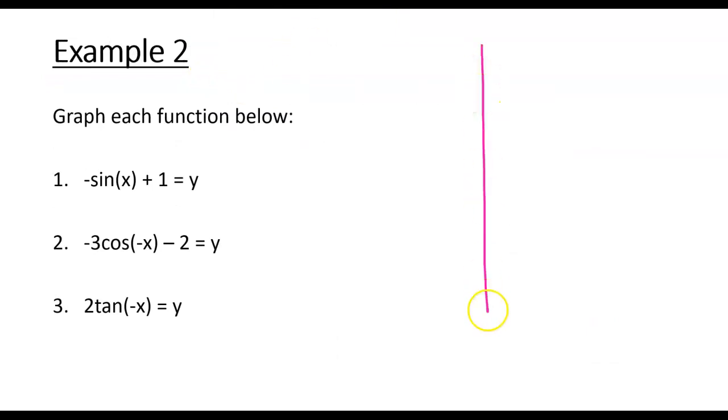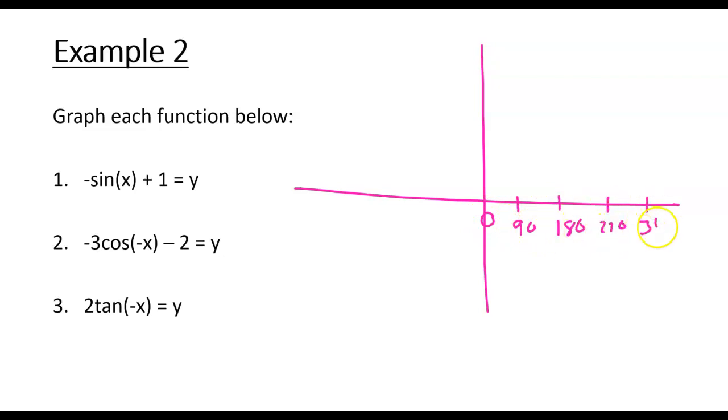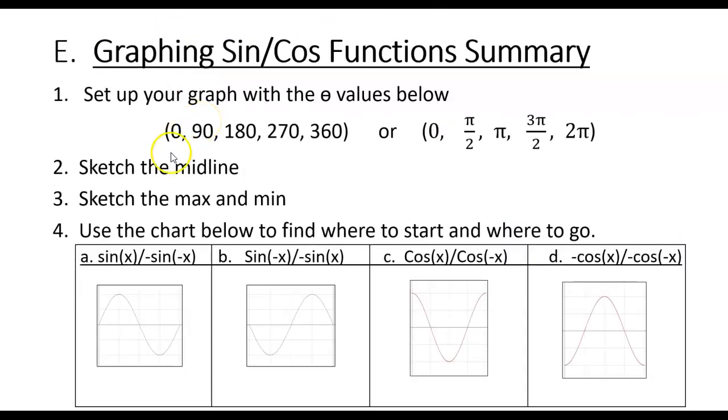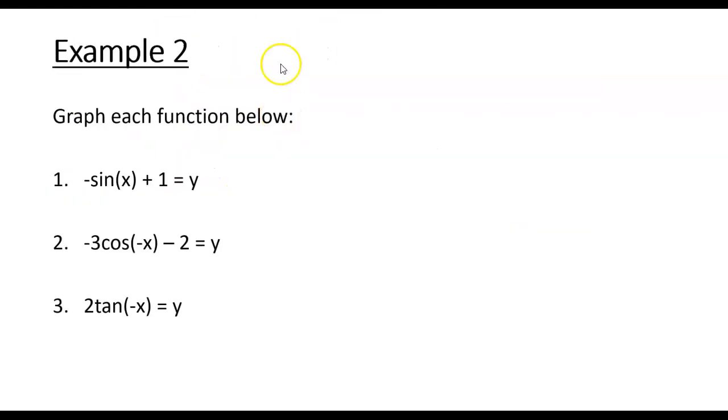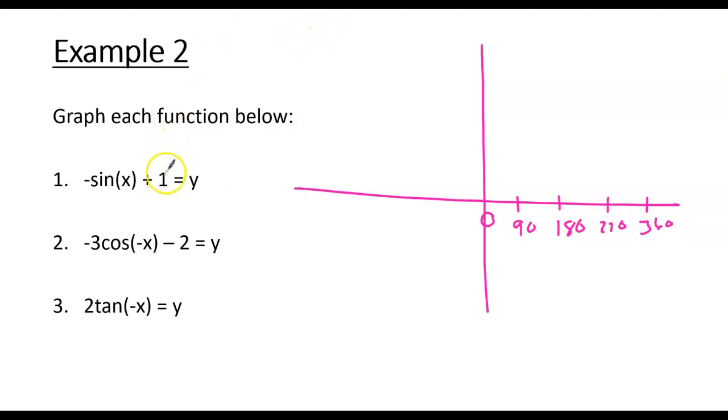So for number 1, the degrees are going to be 0, 90, 180, 270, and 360. Okay? What's next? Step 2 says sketch the midline. So this number right here is my midline. So I'm going to put a 1 right there, and we're going to draw a dotted line all the way across for my midline. All right? Now what?